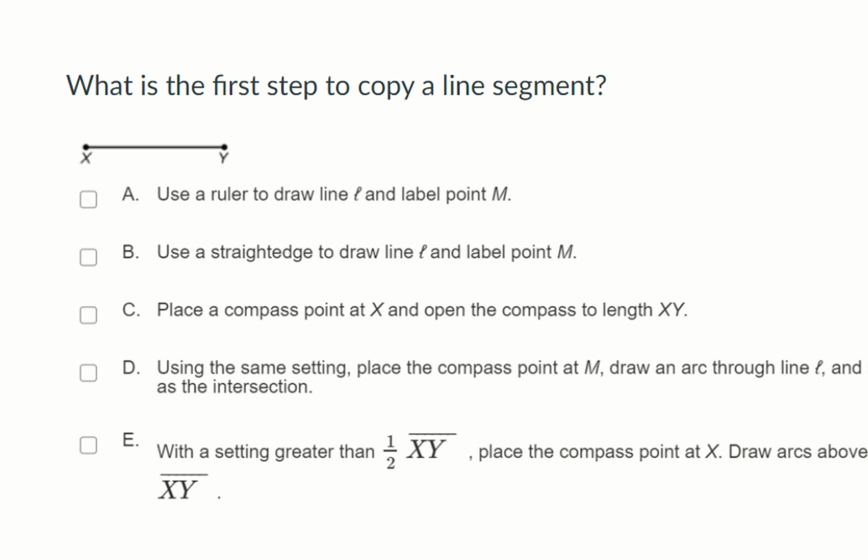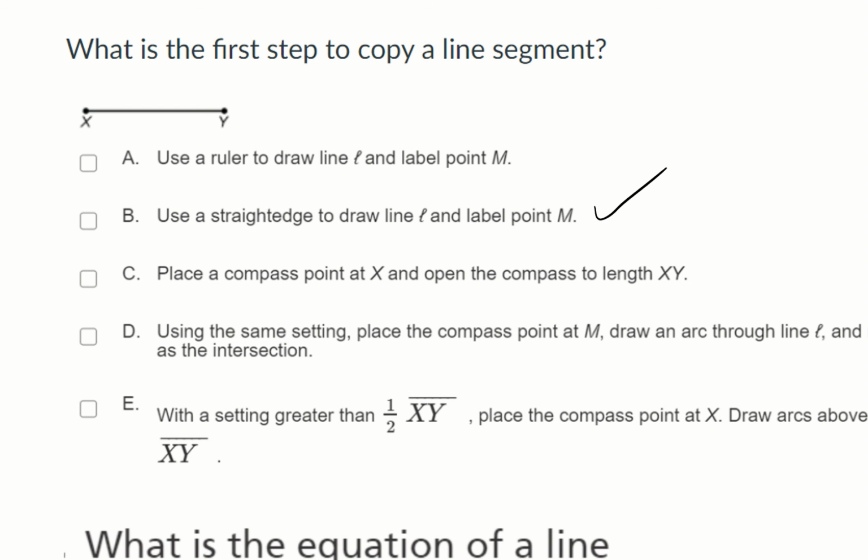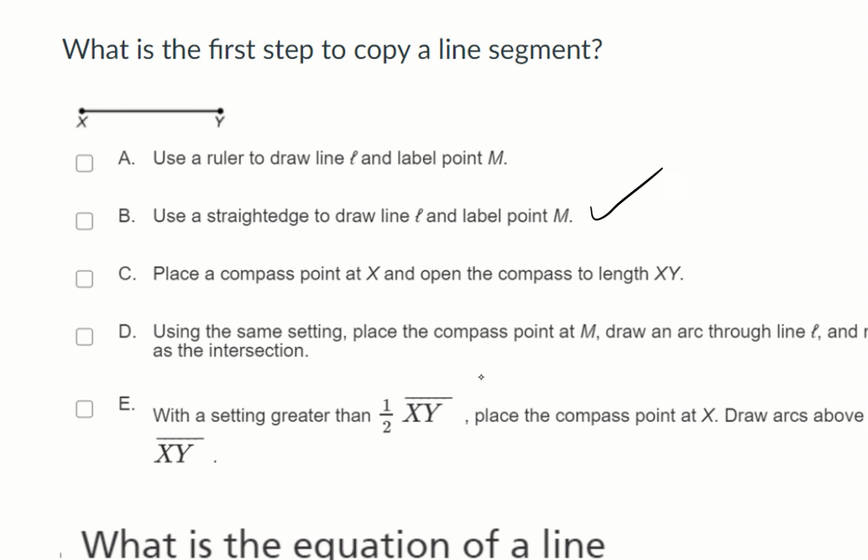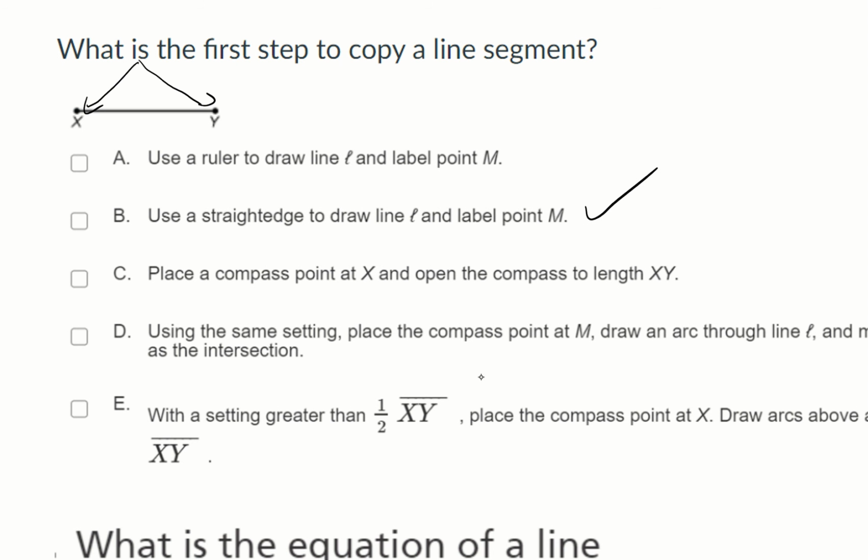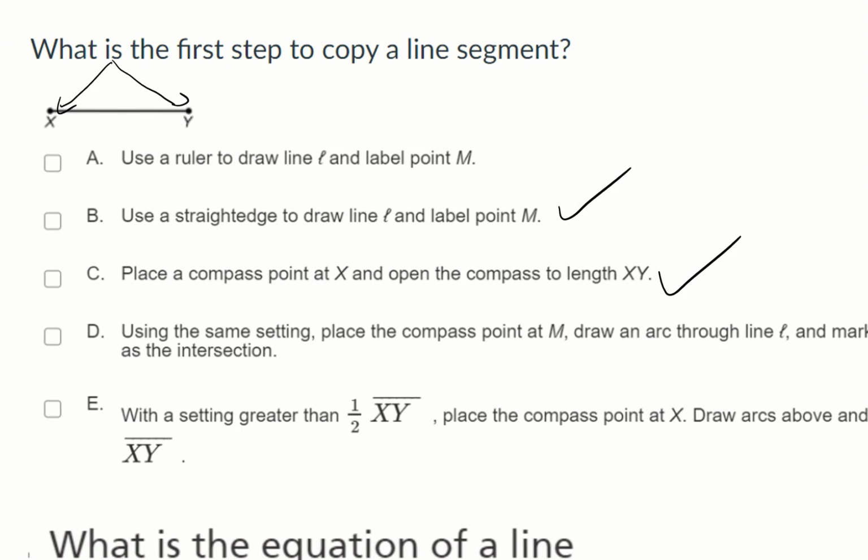So basically the first step is you need to use a ruler to draw a nice long line. So use a ruler to draw line L and label the point M. Use a straight edge. Okay, so straight edge. Place a compass point at X and open the compass to length XY. Yep, open the compass to length XY. That's true. Using the same setting, place the compass at point M, draw an arc through line L, and then mark point N as the intersection.